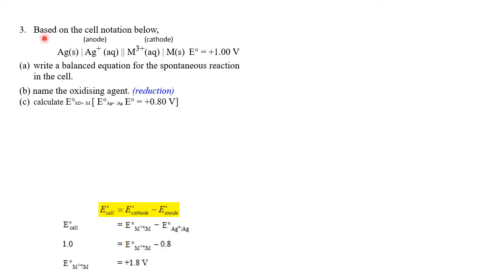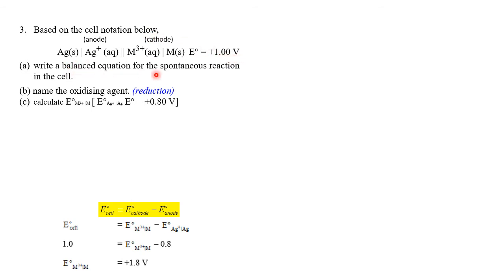So now let's look at question 3 based on the cell notation below. Okay, this is another form. Previously we learned about half cell, overall cell, and then this one is cell notation. Cell notation, we have to write out the anode first. Anode undergo oxidation, silver solid. This vertical line is referred to phase boundary, and then double line is referred to salt bridge. Ag plus, and then M3 plus become M solid. This one is reduction, so cathode, and the E node cell equal to positive 1 volt.